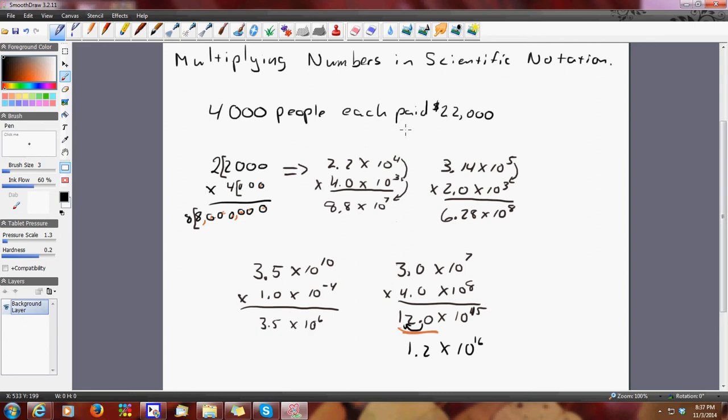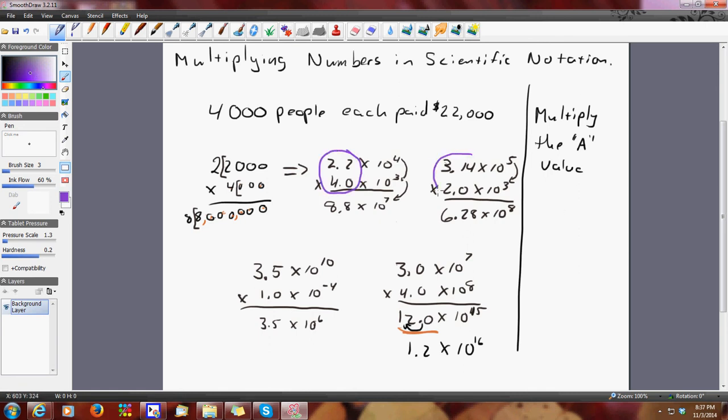So multiplying numbers in scientific notation is actually super easy. Multiply the a values. And if you're not sure what the a value is, oh, by the way, this purple is lovely. These are your a values. Then add your exponents. And then adjust if necessary.